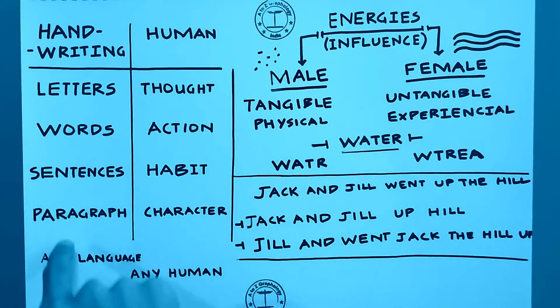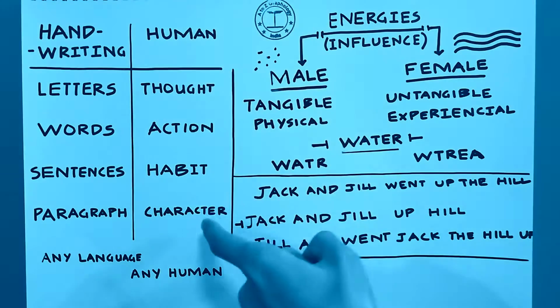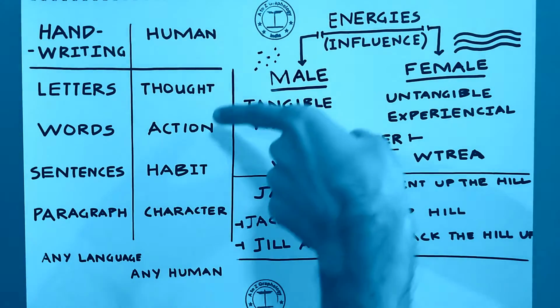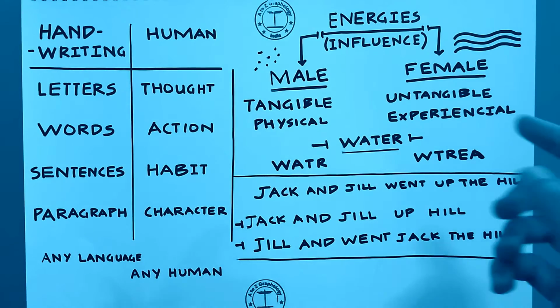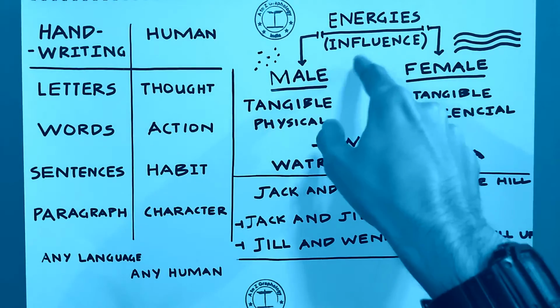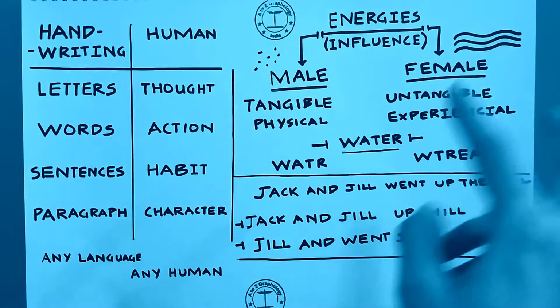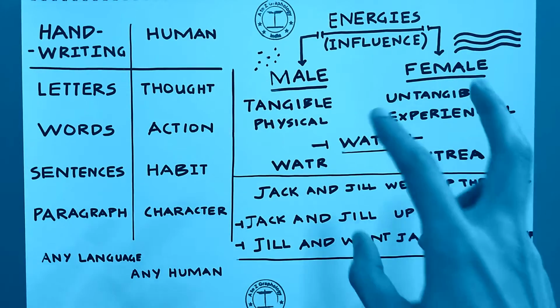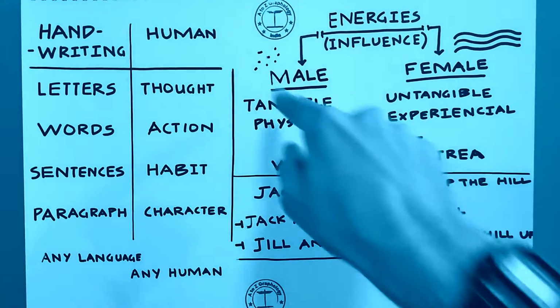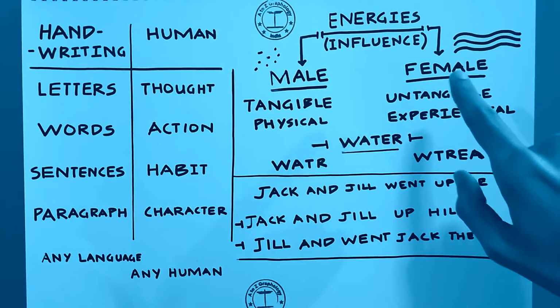Any language deals with this sequence, and any human has this sequence of thought flowing into action, action flowing into habit, and habit flowing into character. Now, what does all this have to do with learning disabilities? Let's understand a certain concept of energies or influencing energies. There are two types of energies that affect every human being. One is the male and the other is the female. Now, just for the purpose of understanding or explanation of opposites, we have labeled this as male and we have labeled this as female. This label can change.